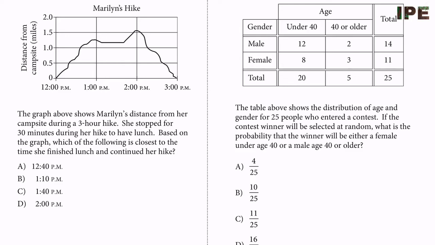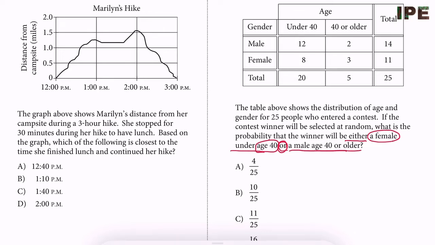Number 2. The table above shows the distribution of age and gender for 25 people who entered a contest. If the contest winner will be selected at random, what is the probability that the winner will be either a female under 40 or male 40 or older?